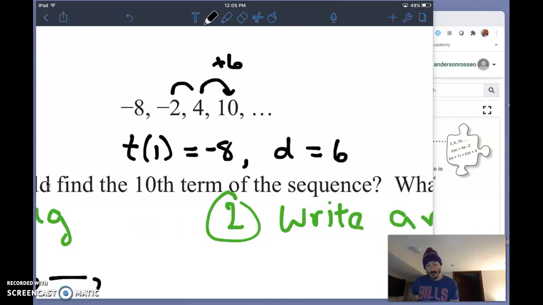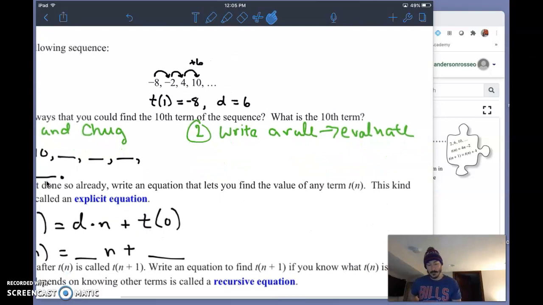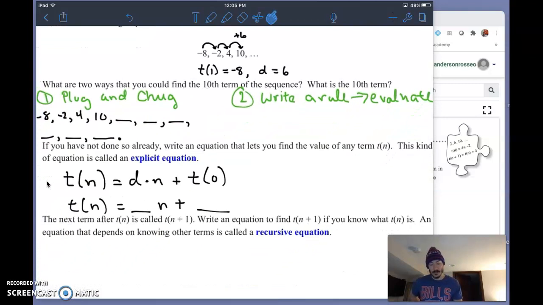And I can verify that. Is -2 plus 6 4? Yes. Is -8 plus 6 -2? Yes. Right? And it also works back the other direction. I can subtract 6. And in part A of this problem, they say, what are 2 ways that you can find the 10th term? And then what is the 10th term?